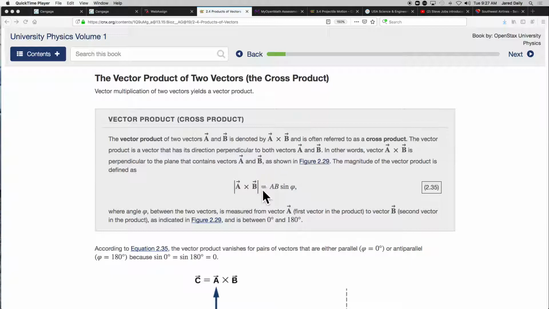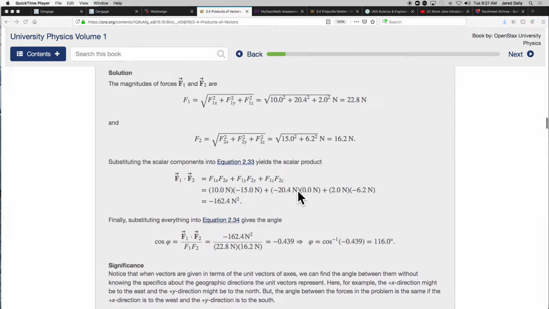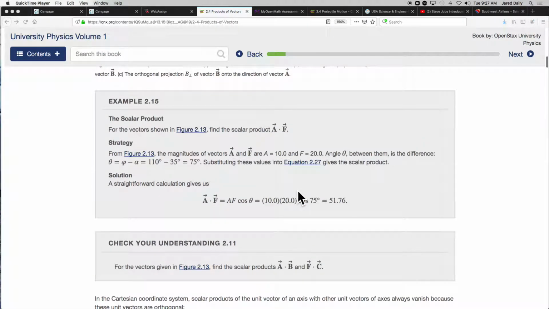And that's what this is. The absolute value, or this is also the magnitude of, right? When you put an absolute value around a vector, it means the magnitude or the length of the vector. So the length of the vector A cross B is equal to the magnitude of A times the magnitude of B times the sine of the angle between them. Now this looks very, very similar to the dot product, right? What did the dot product say?